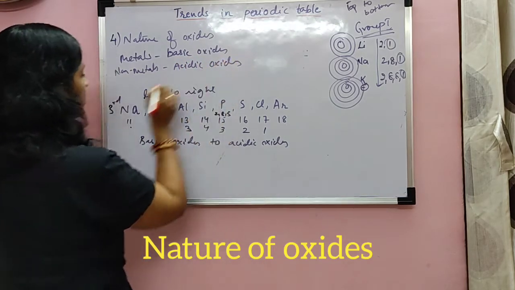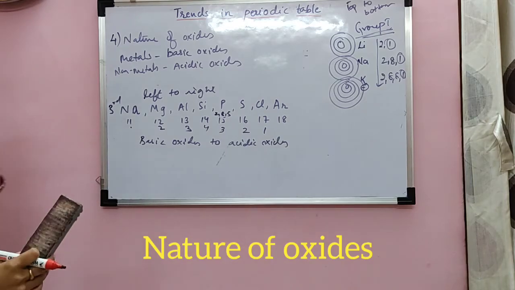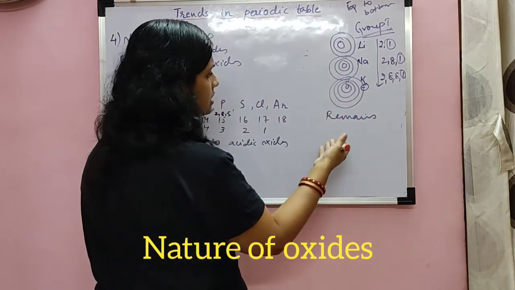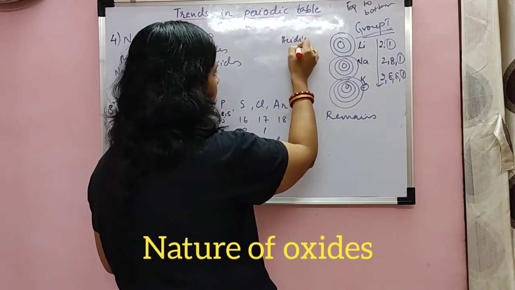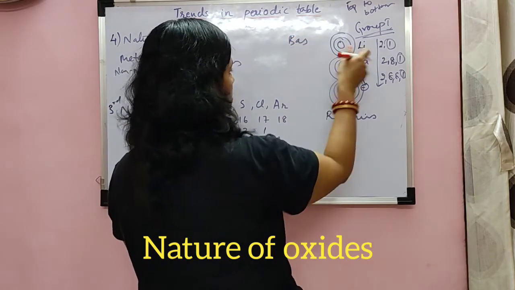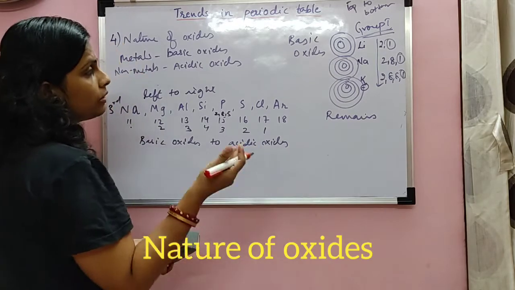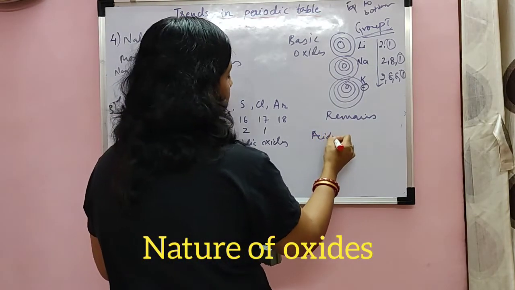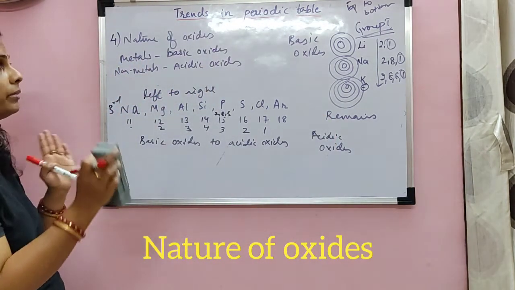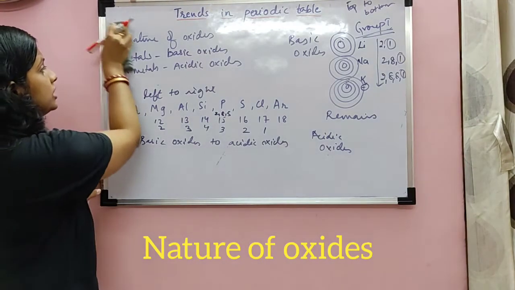Okay. So when you move from left to right in a period, basic oxides get changed to acidic oxides, and in a group it remains the same. If the group contains only metals, like in this group all will form basic oxides and it remains the same, whereas if the group contains all non-metals, then they will form acidic oxides. Okay, so this is all about trends in the periodic table.